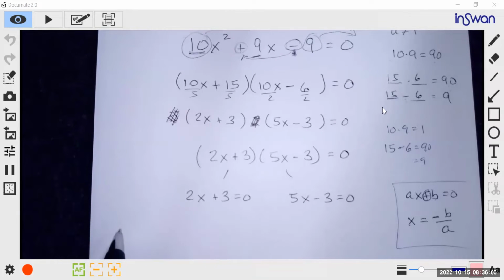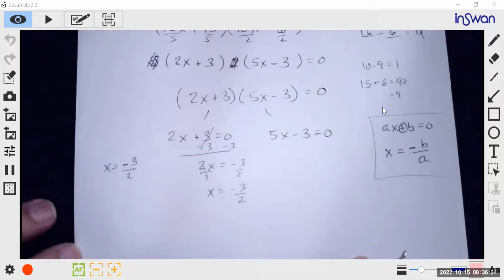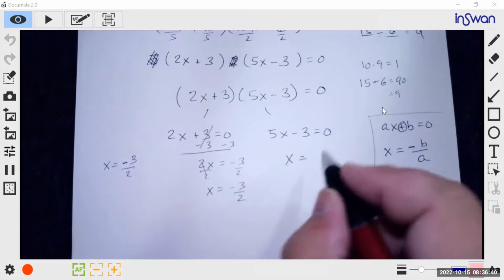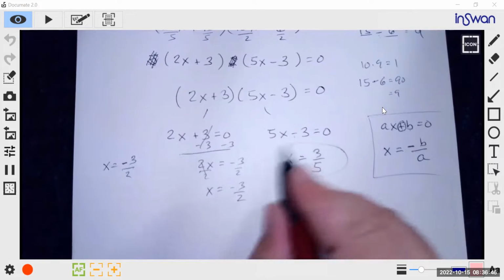So as for this one, I'm saying the answer is going to be, so that's a plus, it has to be negative, the constant over the coefficient. Let's see. Subtract 3 from both sides. There's the negative 3. And divide by 2. And there's the negative 3 over 2. So if you don't see that, then just do it the long way. Opposite sign, that'll be positive 3 over 5. These are my answers.